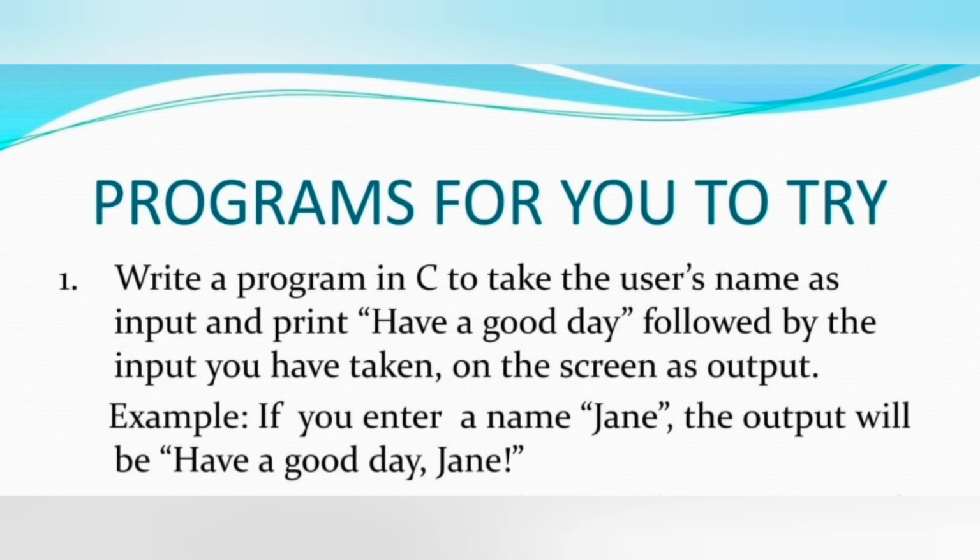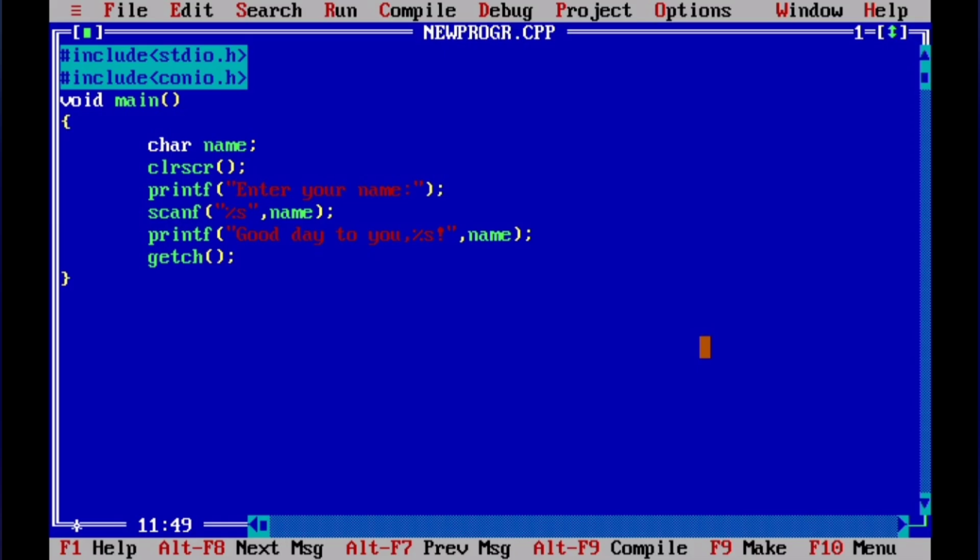So first of all, let us discuss the program I had given as assignment in my previous video. In that program, I had asked you to take an input name from the user and print good day to you along with that name on the output screen. For that, what should we do? First of all, include the header files in your program, hash include stdio.h and hash include conio.h. Then write void main and inside it write the main program.